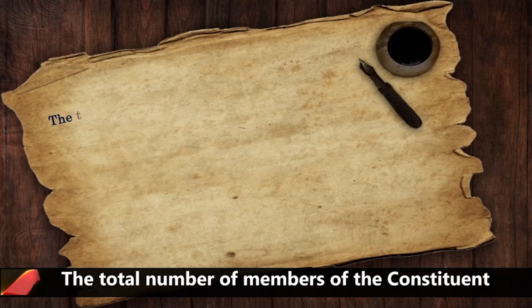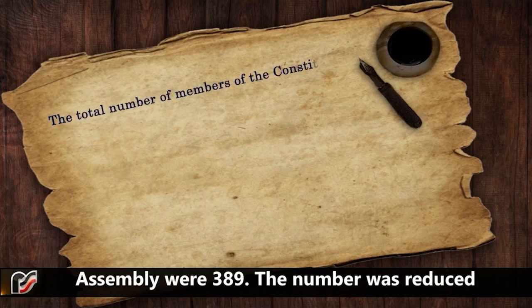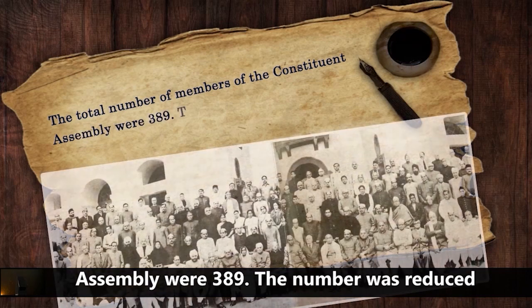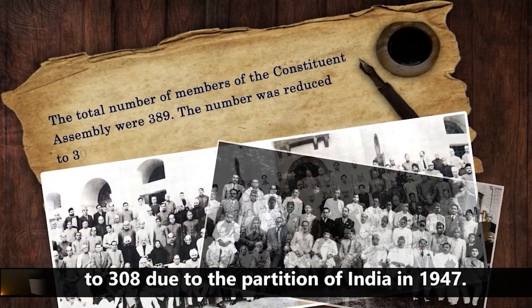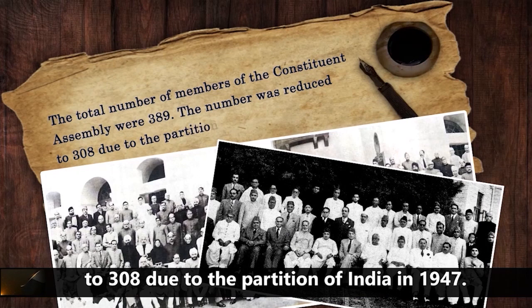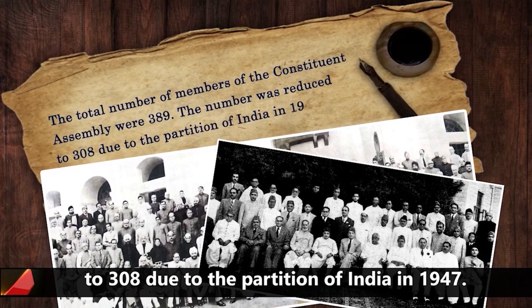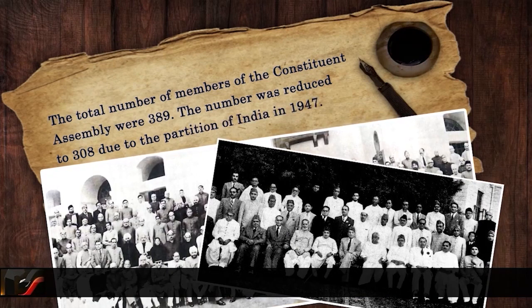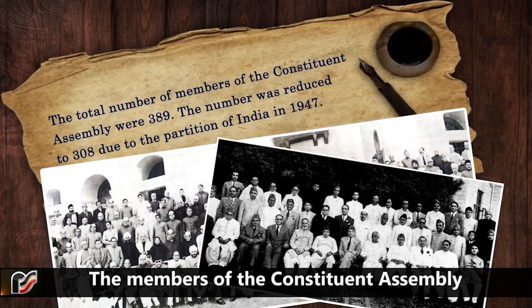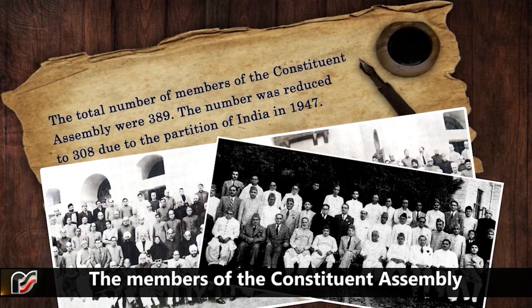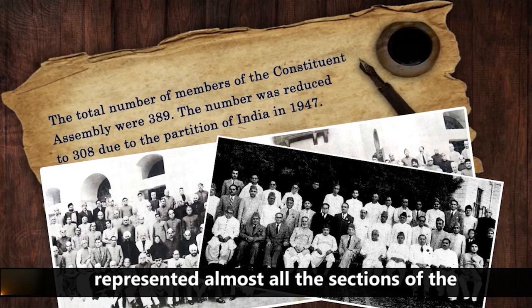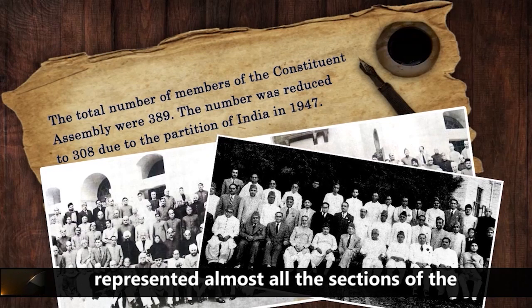The total number of members of the Constituent Assembly was 389. The number was reduced to 308 due to the partition of India in 1947. The members of the Constituent Assembly represented almost all the sections of the society.